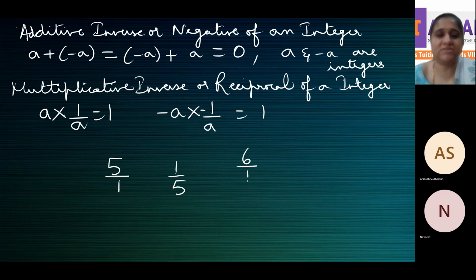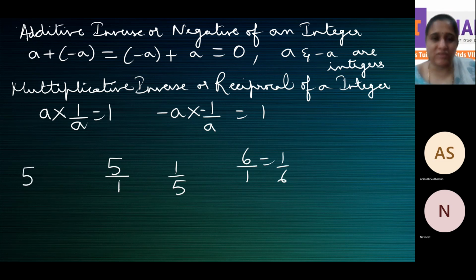See, if it is 6, 6 means 6 by 1. We all know that. So if it is 6 by 1, make it 1 by 6. So you can turn the number, meaning you can take the reciprocal, put it upside down. Write the denominator and the numerator. So two things you can do.